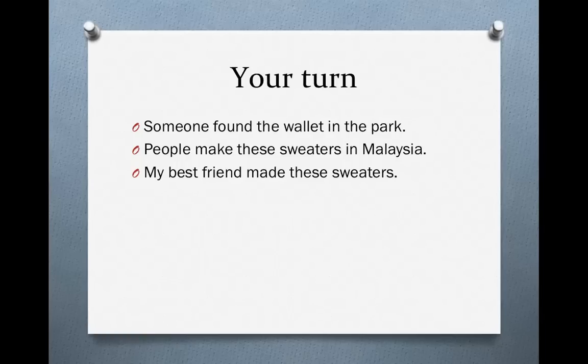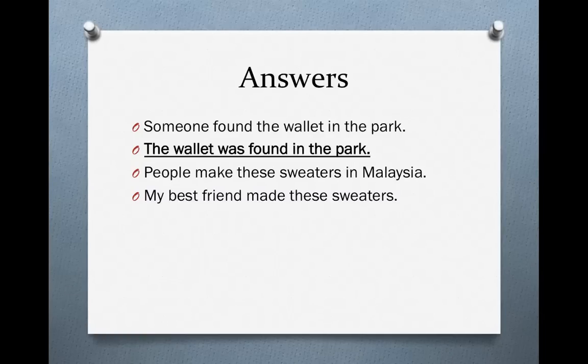Let's look at the answers. Someone found the wallet in the park. To change that to a passive sentence, we say, the wallet was found in the park. We don't need a by phrase. Why not? Because we don't know who found the wallet. Someone. But who is someone? I don't know. We don't have that information, so we don't use a by phrase.